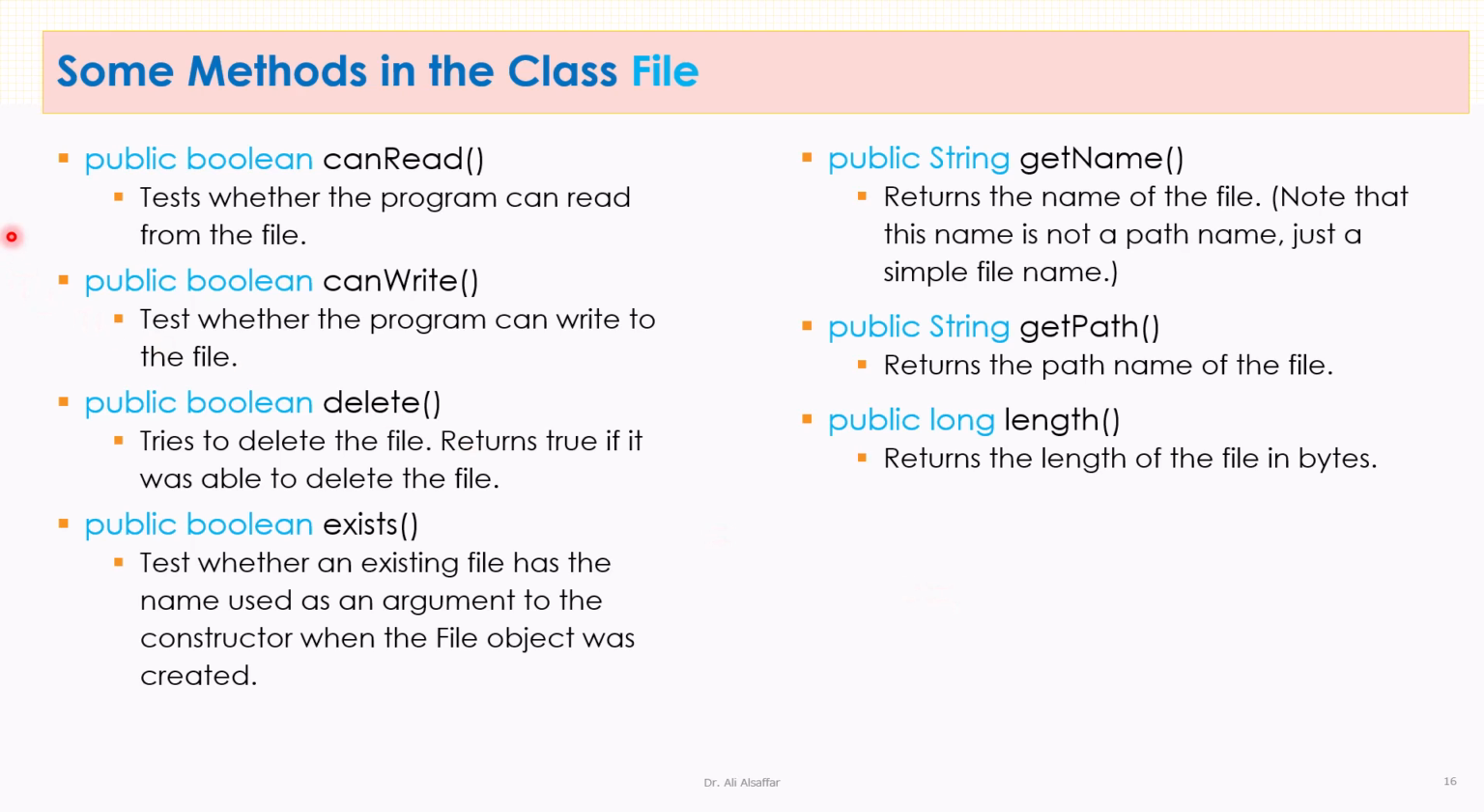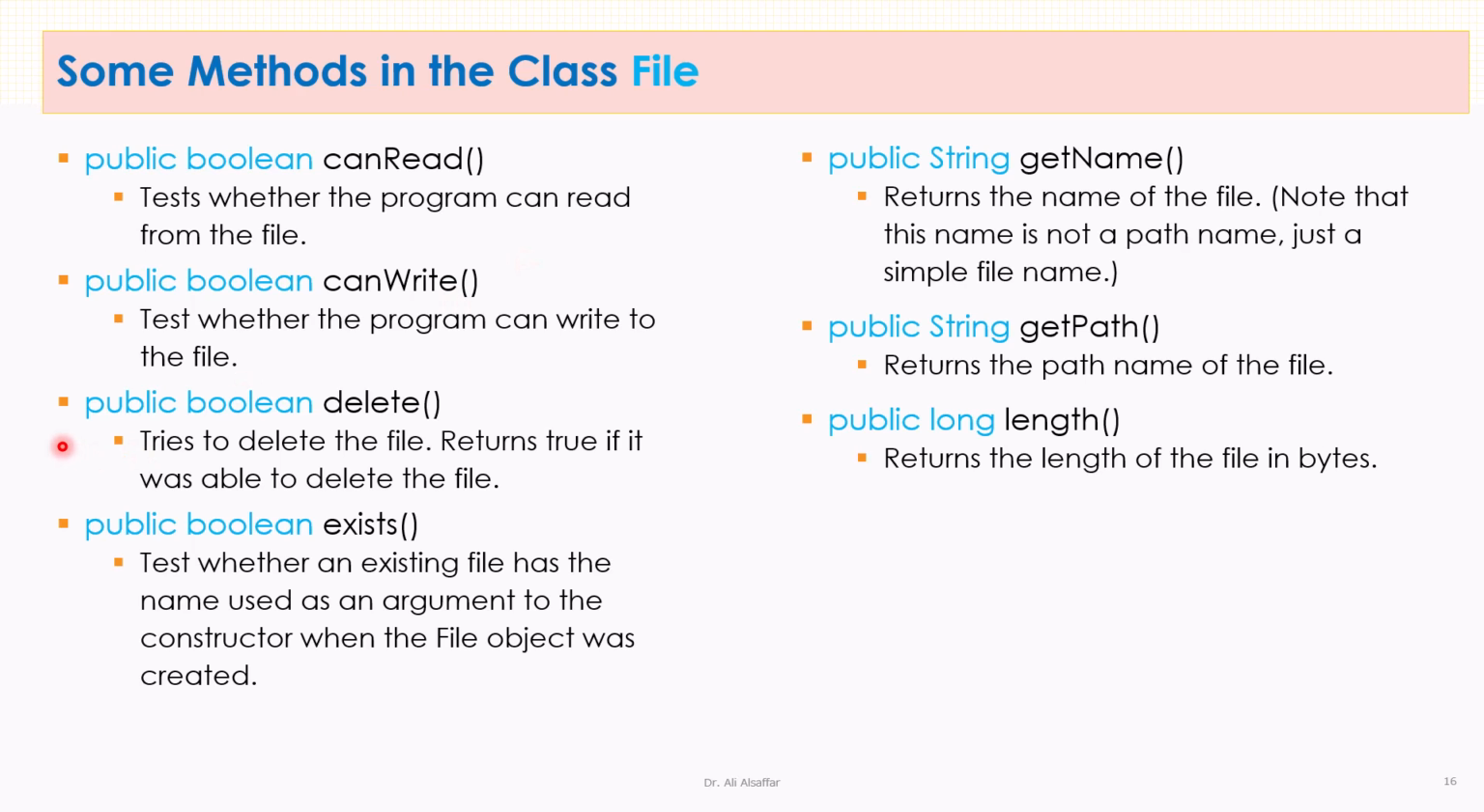Let us have a look into some of the methods that are defined inside the File class. The first method is a Boolean method called canRead, and it is used to test whether the program can read from the file or not. You have seen an example of how to use this method. A similar method used for testing whether a program can write to the file or not is a Boolean method called canWrite. It returns true if we can write into the file, and it returns false otherwise.